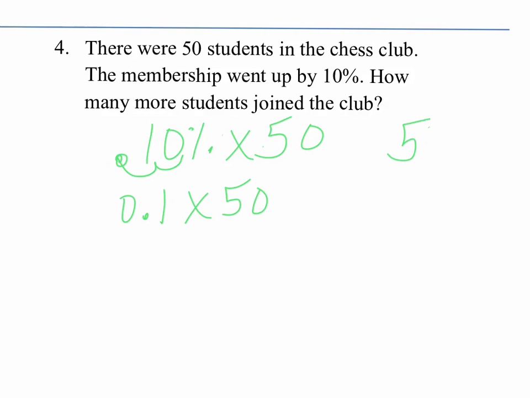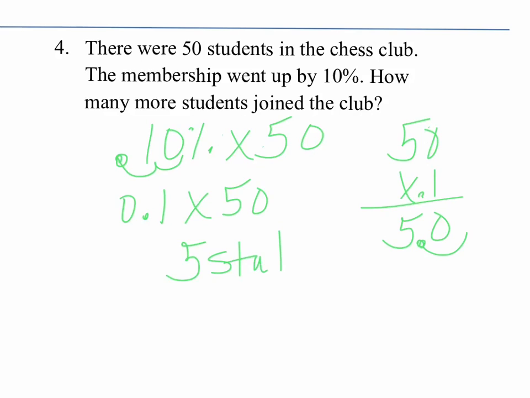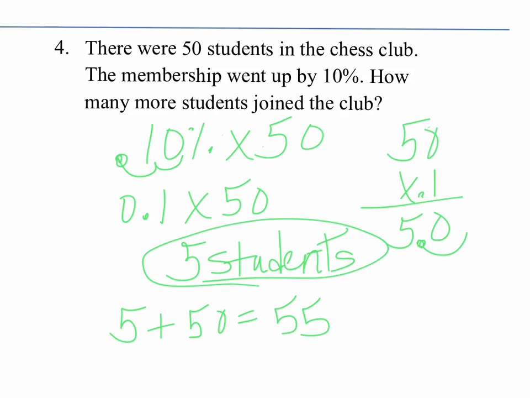Go to the side and multiply 50 times 1/10 gives you 50. Move it over 1, gives you 5. How many more students joined the club? 5 students. If the question were to ask you how many students are in the club now, then you would add 5 plus 50 to get 55. But the question asks how many more students join the club. That would be 5 students.